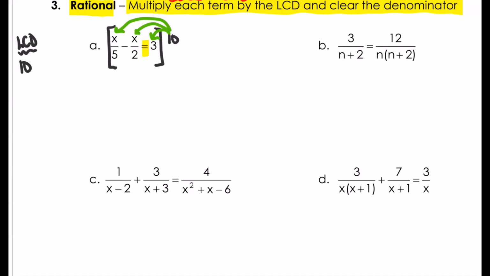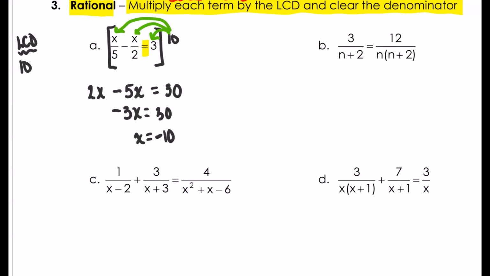So then for my first one, x over 5 times 10, well, that reduces to 2x. And then my second fraction, x over 2, well, x over 2 times 10, that's going to reduce to 5x. And then 3 times 10 is 30. So then I have negative 3x is equal to 30, and x is equal to negative 10 for my final answer.